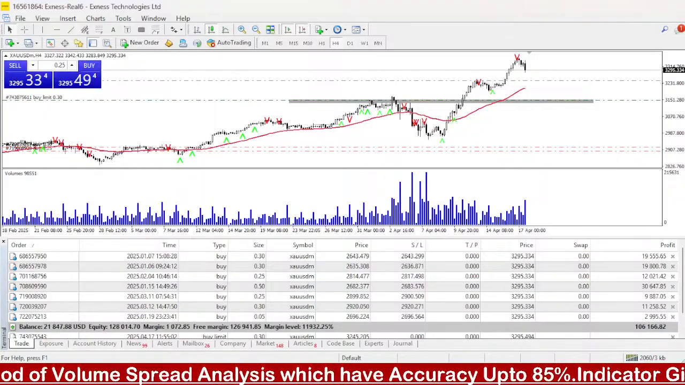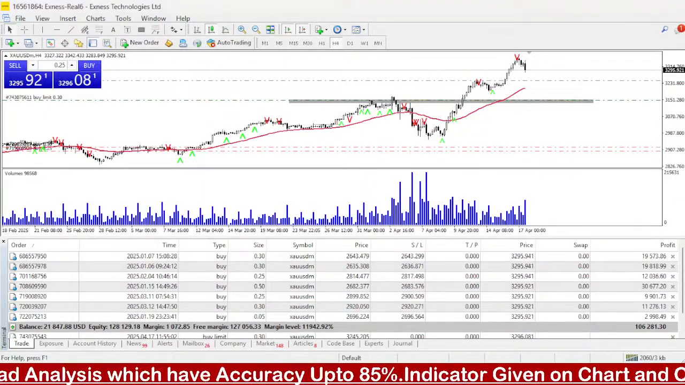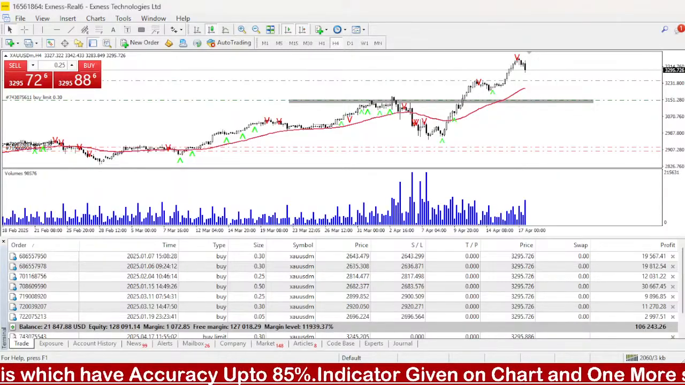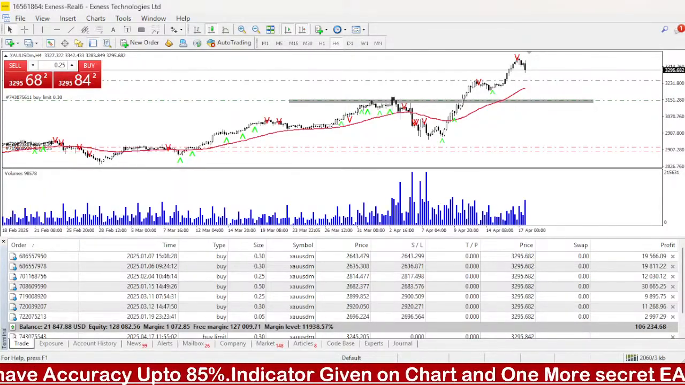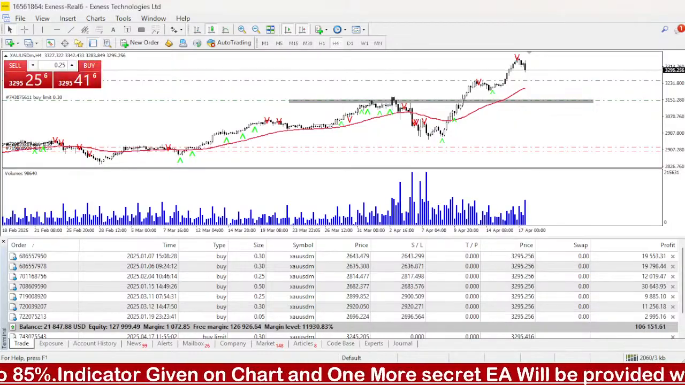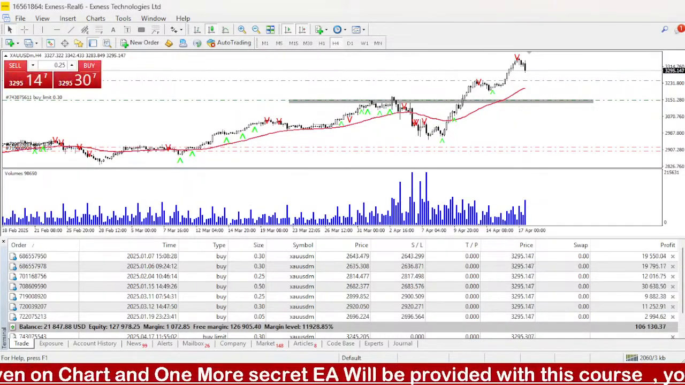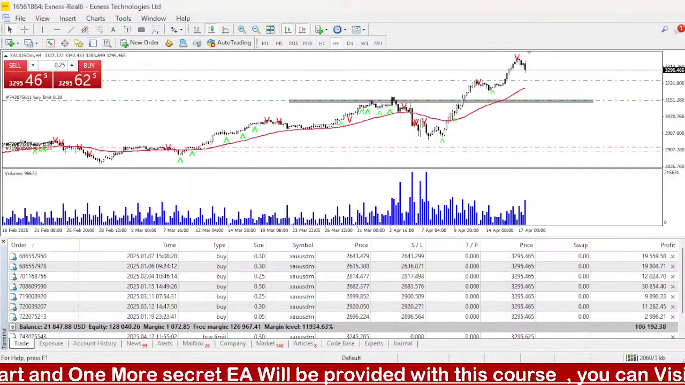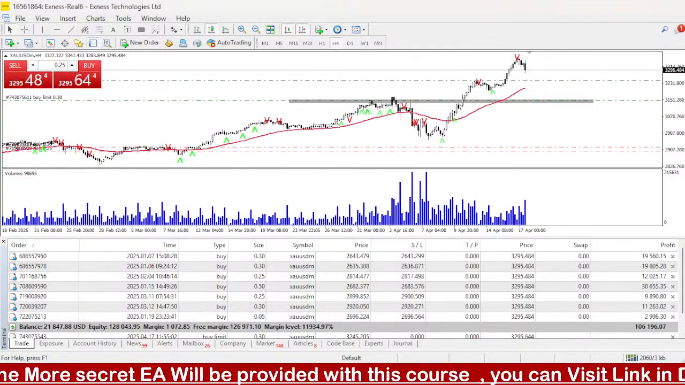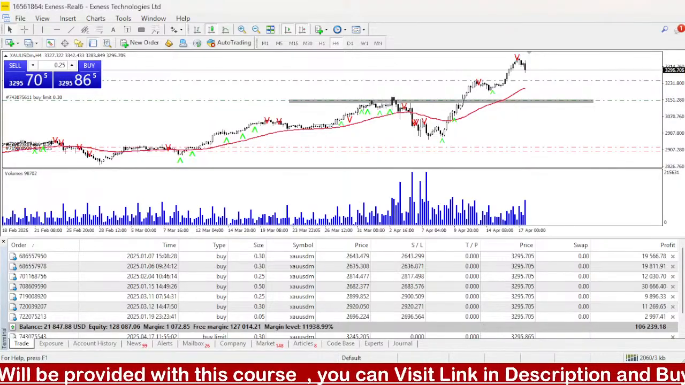This indicator is given in that course, and another indicator which is very important is also given in that course, but those two indicators are for the MT4 version. But this method works very well for gold, for crypto, and for any pair you want, because volume is available for all types of pairs. And it is the only thing which cannot be manipulated, and it's a leading indicator.